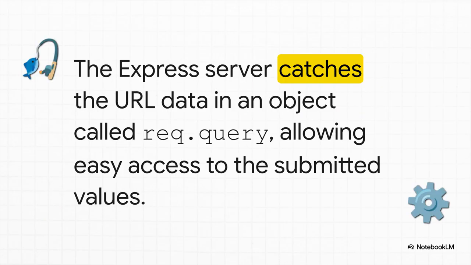Okay, so the data has traveled through the internet, packaged inside the URL, and arrived at our Express server. So how does the server grab it? Well, with this ridiculously simple piece of code. Express is smart enough to automatically parse that query string for us and puts everything into a handy object called req.query. From there, we just pluck out the first name and last name like any other object property. And just like that, the pipeline is complete.